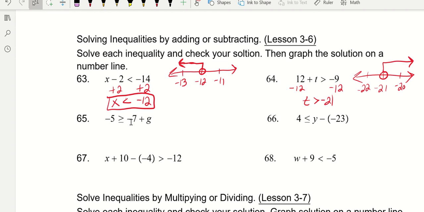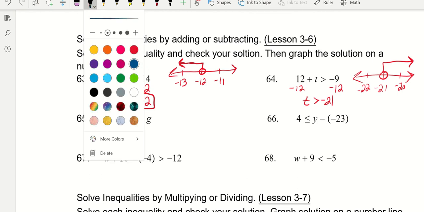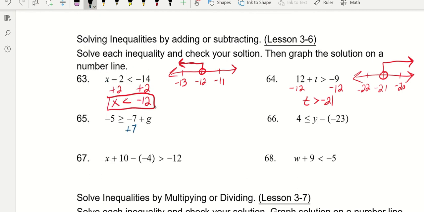Number 65, we're trying to solve for g. What's happening between the g and the negative 7? We are adding, but I need to add the additive inverse of negative 7. To do that, I'm going to add 7. Negative 7 plus 7 is 0. I'm going to add 7 on the left side as well. And we get 2 is greater than or equal to g.